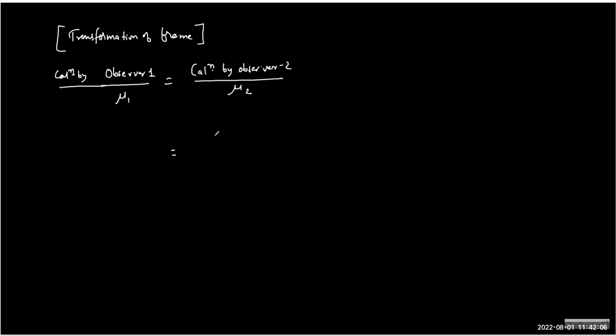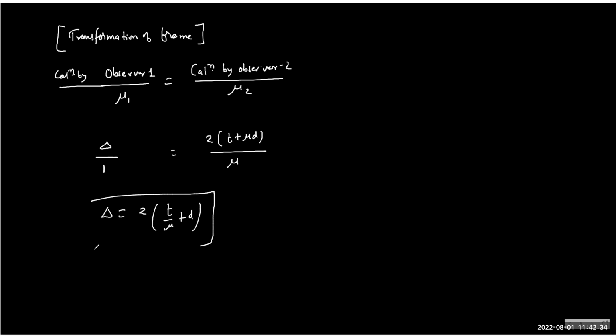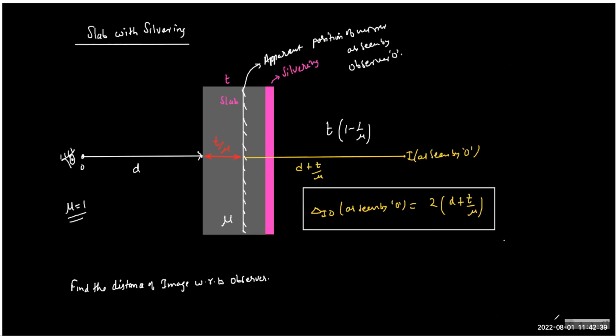So we know the answer by which medium? The mu medium, right? So our answer is twice of (t plus mu d) by mu, equals the answer we are looking for upon 1. Do you realize this? Yes, sir. And you can see the answer is the same as before.